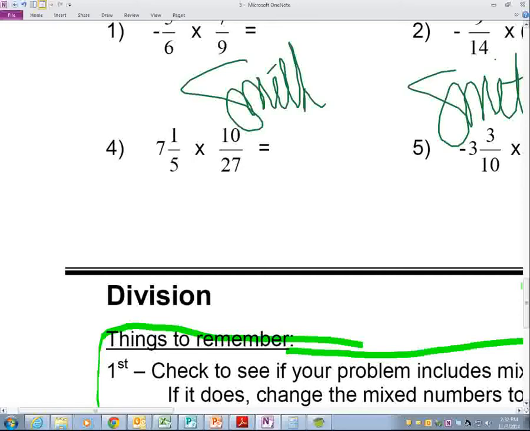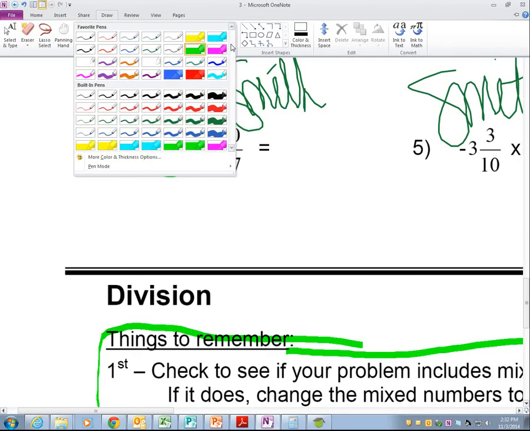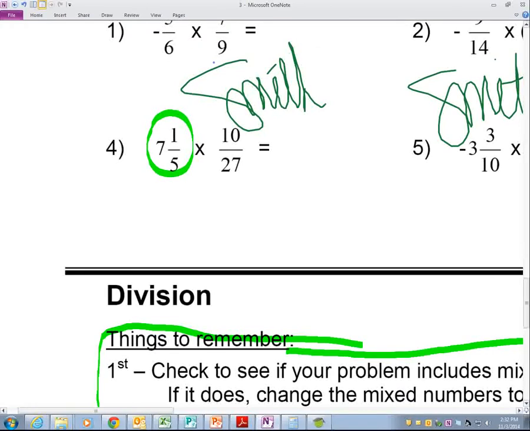Okay. So for number 4. As I said before, to avoid any silly mistakes, I want you to create improper fractions. So what's going to be the improper fraction for this one? Max. 36/5 is correct. 36/5 times 10/27. Now, rather than multiplying 5 times 27, 36 times 10, we are going to cross simplify.